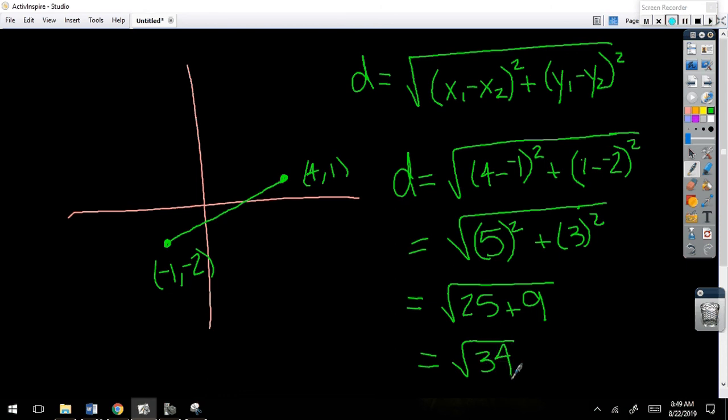So the length of that segment is the square root of 34 units long. Is it okay to leave your answer like that? If there's no perfect square, and that takes you back to algebra 2 and algebra 1. If you can't divide it by a perfect square and simplify it, do y'all remember simplifying radicals like that? Yeah. So, yes, I could leave it like that. If you want to give a decimal approximation, that's fine too. But that's how you find the distance between 2 points.